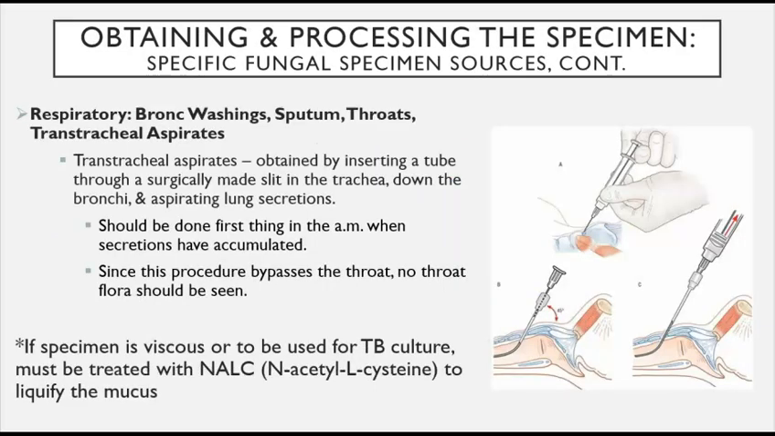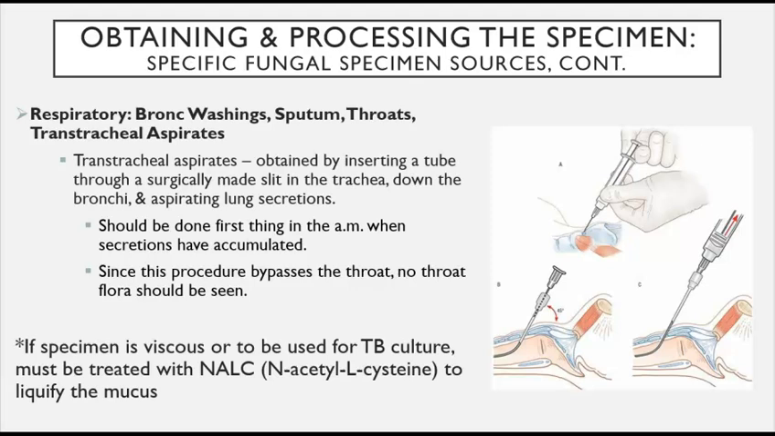For obtaining and processing a transtracheal aspirate, these samples must be obtained by inserting a tube through a surgically made slit in the trachea down to the bronchi and aspirating lung secretions. This sample should be done first thing in the morning when secretions have accumulated. Since the procedure bypasses the throat, no throat flora should be seen.